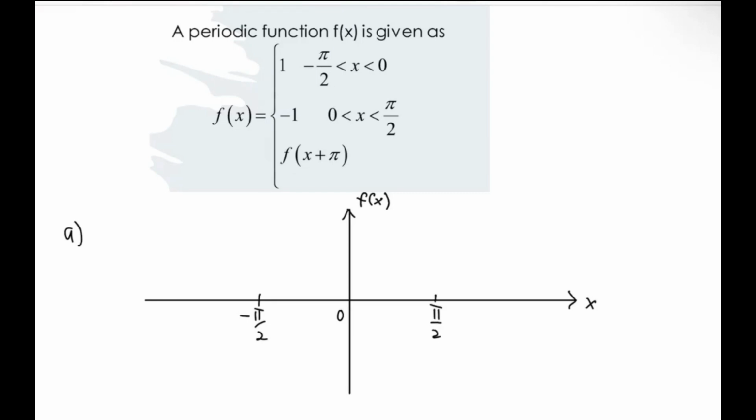In the range negative pi over 2 to 0, the function is equal to 1. So here is our graph. And in the range of 0 to pi over 2, it is negative 1. That means here. Alright, if you observe this graph, yes, this is an odd function. If I flip here, I will get this one. If I flip here, I also get this one. So the graph overlaps. So this is confirmed an odd function.